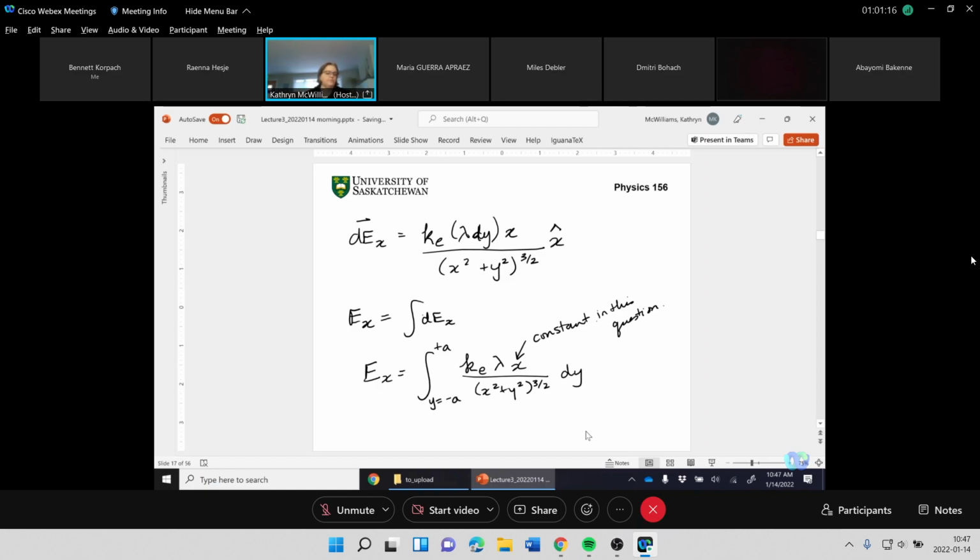Okay, so that means we can pull it out of the integral, which is great. So we have Ex is equal to ke lambda x times the integral from y equals minus a to plus a of dy over (x squared plus y squared) to the 3/2. And I don't expect you to be able to do this yet. I think you're still working on this, but you can look this up. There's whole web pages and books that have all these integrals listed in them.